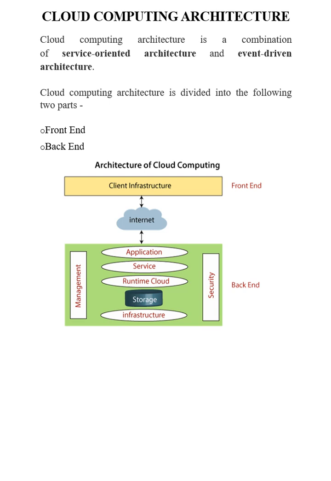Now we are going to see the cloud computing architecture. It is the combination of a service-oriented architecture and event-driven architecture. In general, there will be two major parts present in an architecture. First one is the front end and second one will be the back end.